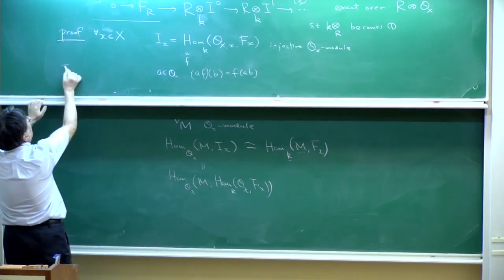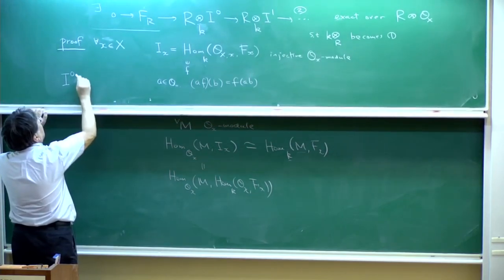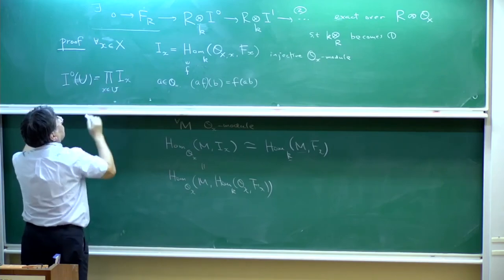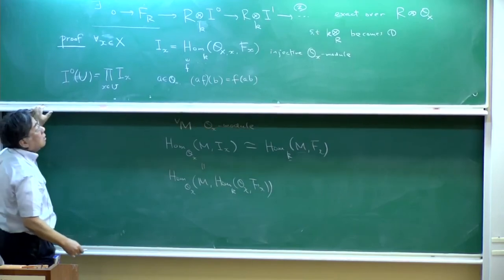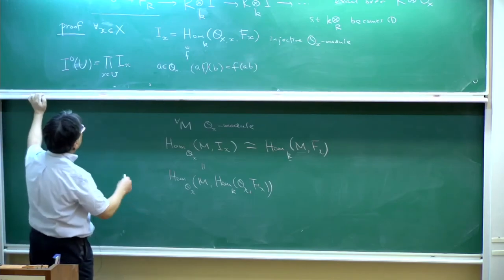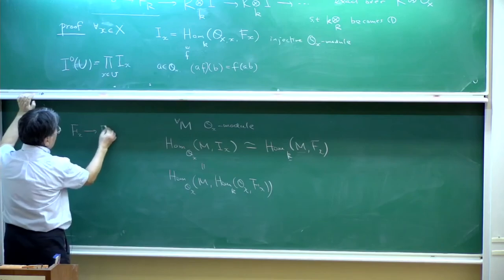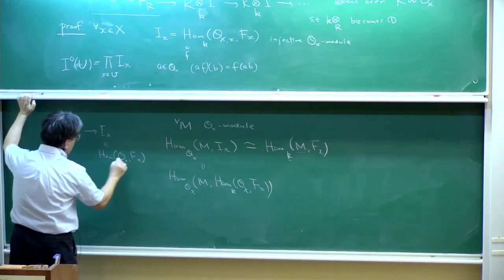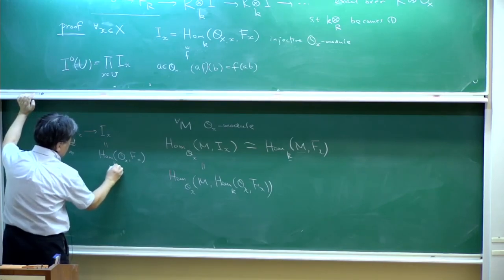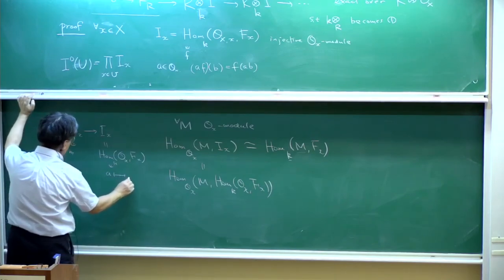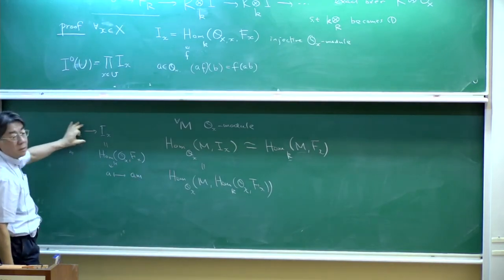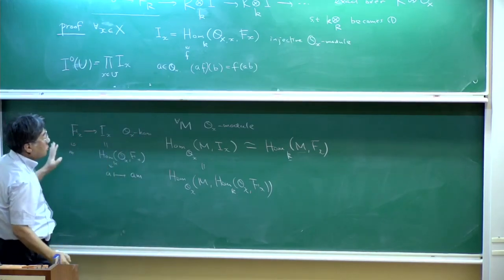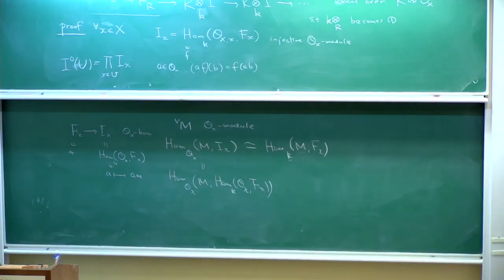And then I^0(U) is just the direct product of I_x for x in U. And then I^0 becomes an injective O_X module. Moreover, there is a natural map from F_x to I_x, because this is Hom_{O_X}, and if you take m, then a goes to am. In this way, there is an injective map, which is an O_X homomorphism. So in this way, there is just one choice of injective resolution.